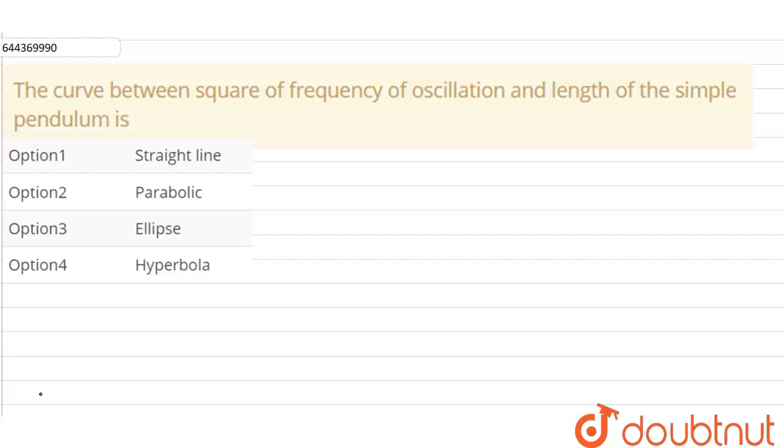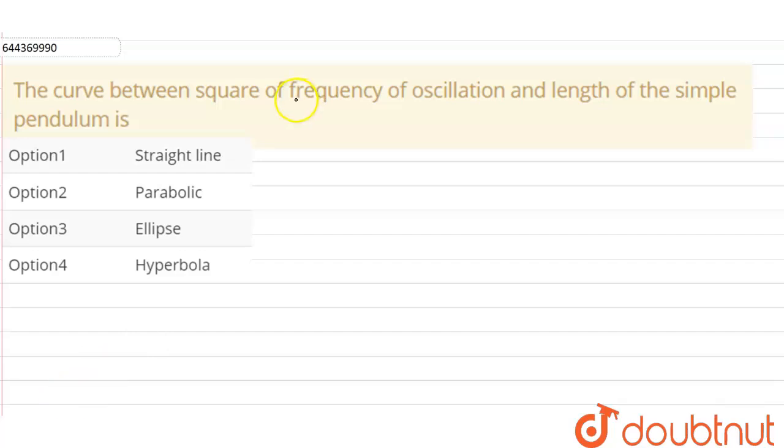Hello everyone, so our question is: the curve between square of frequency of oscillation and length of simple pendulum is, options are straight line, parabolic, ellipse, hyperbola. So we have to tell what curve will represent the relation between the square of frequency of oscillation and the length of simple pendulum.